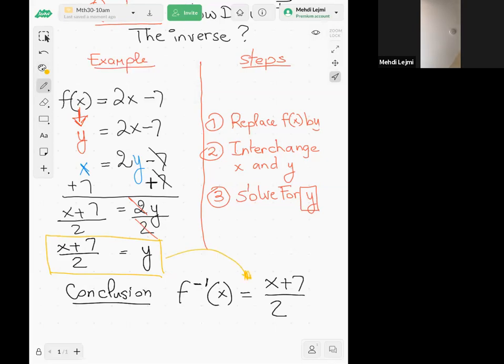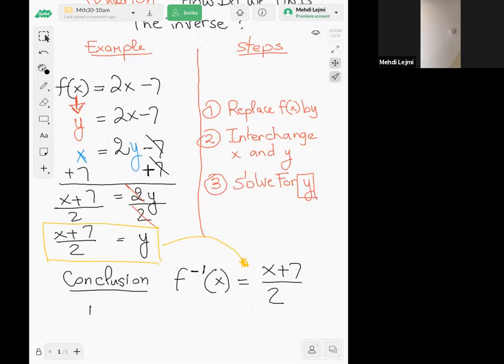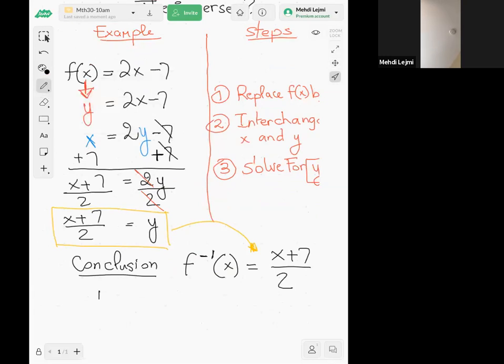All right, this is the inverse of f of x. So you see, guys, these are the steps for how we find the inverse function. Again, we are using the idea that you can interchange the x and y values, and that's how we find the inverse function.